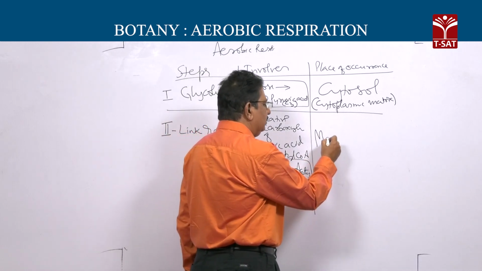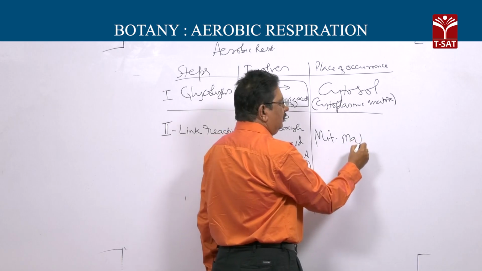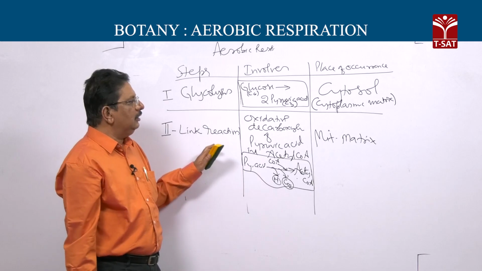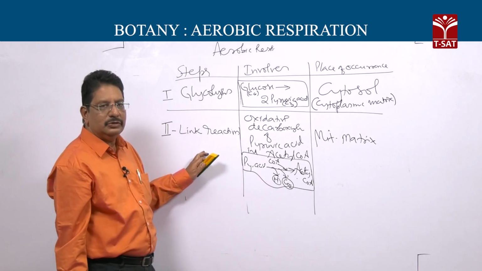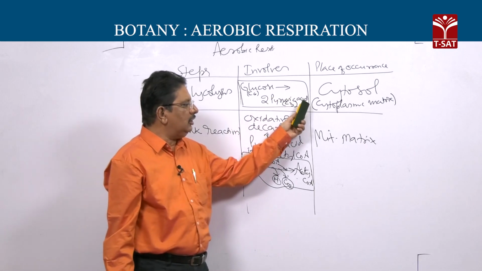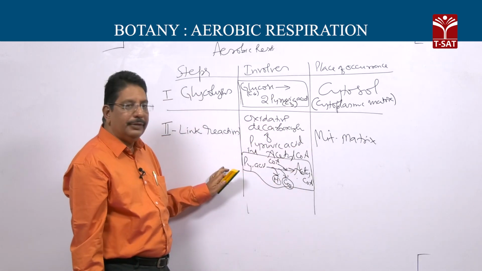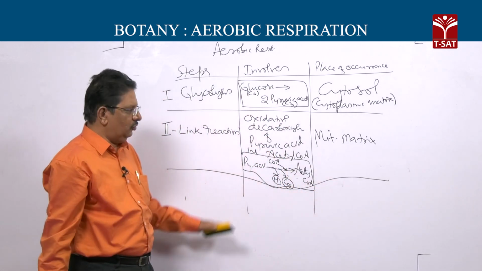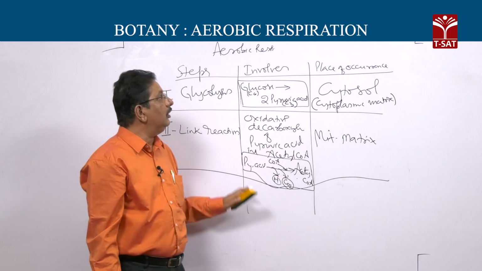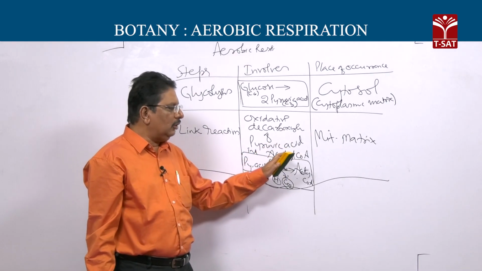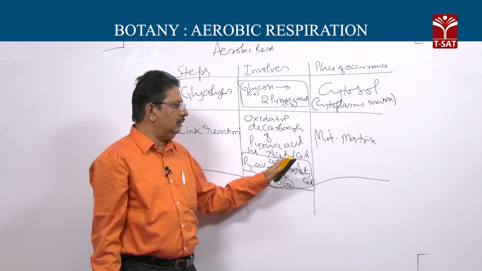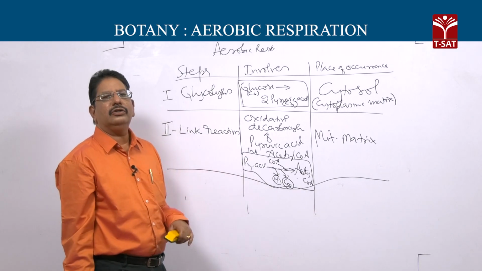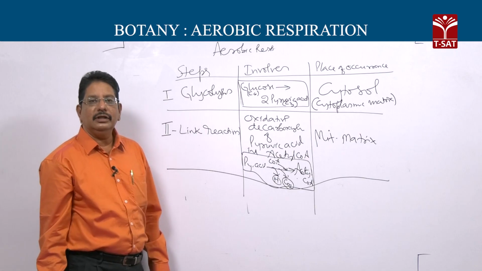So, it occurs in the mitochondrial matrix. After the first event, the next process of aerobic respiration shifts from the cytosol to the mitochondrial matrix. Mitochondria is a cell organelle, of course an important organelle for respiration. This is a well-known organelle. You might have studied the details of mitochondria in cell biology. So, the matrix of mitochondria is the site for the link reaction.